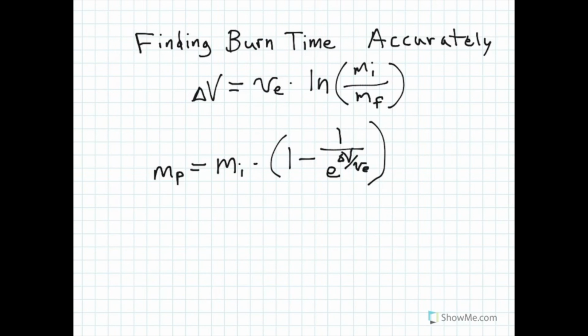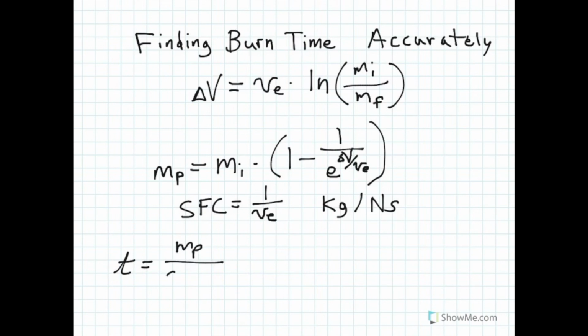Now that we know the amount of propellant, we can use the specific fuel consumption to find our burn time. Specific fuel consumption is simply the inverse of the exhaust velocity, and it has the units kilograms per Newton second. Therefore, we can find burn time by dividing the mass of the propellant by the specific fuel consumption times the thrust. And substituting the definition of specific fuel consumption, we get mass of the propellant times exhaust velocity divided by thrust.